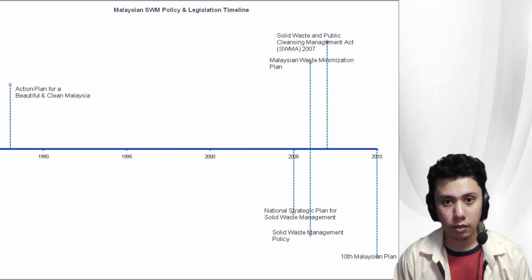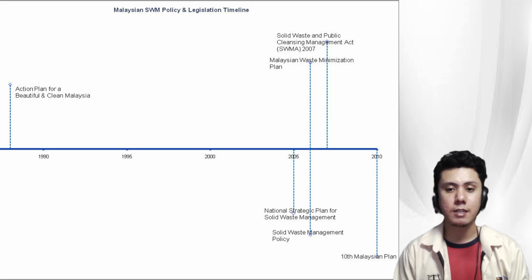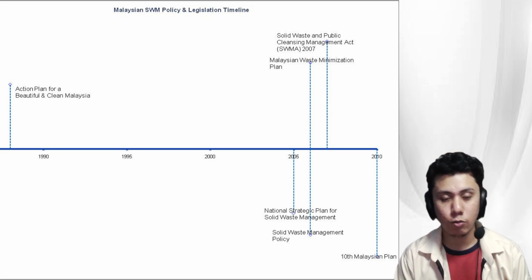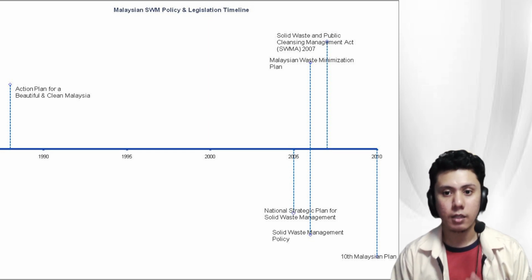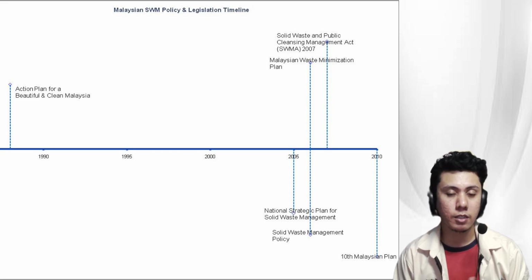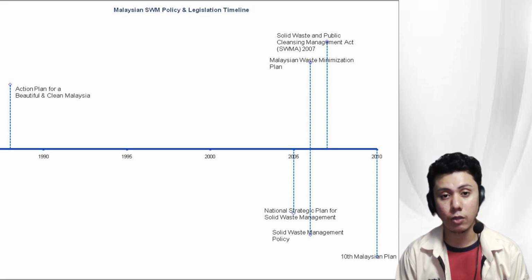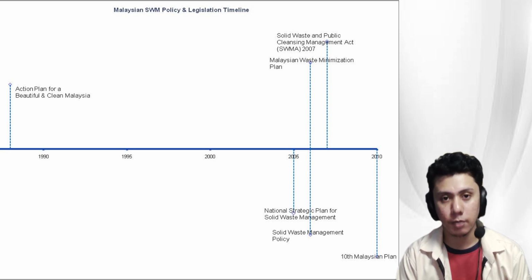Finally, there is the 10th Malaysian Plan, 10MP, which is part of Malaysia's 5-year plans to stimulate the national economy to achieve economic growth and investment. The 10MP is a comprehensive blueprint to allocate the national budget from the year 2011 until 2015 to all of the economic sectors in Malaysia.